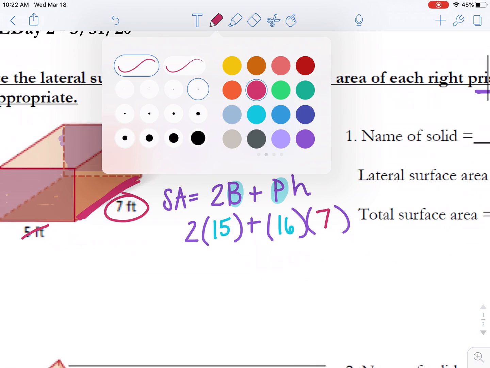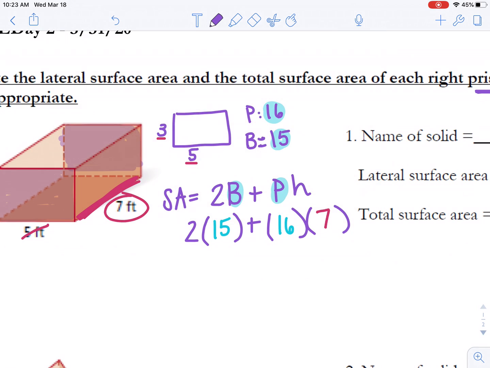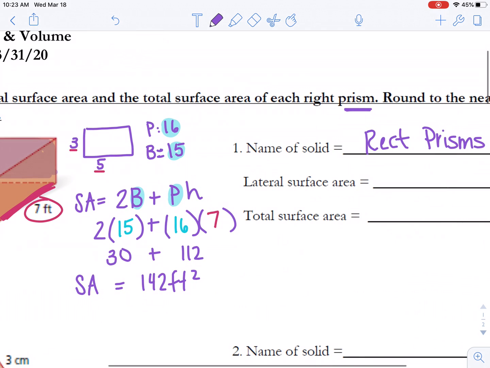We can plug all those in and multiply through. Our total surface area is going to be 30 plus 112. Our total surface area is 142 square feet. We can put that here, 142 square feet.